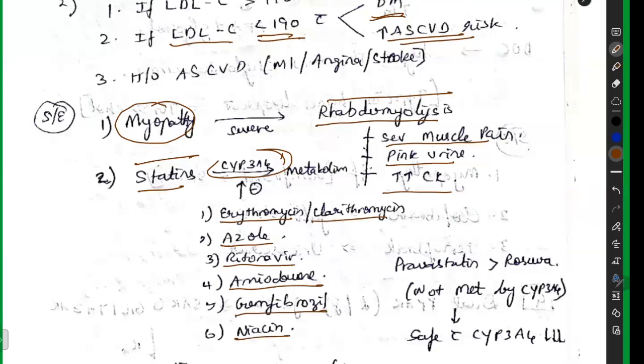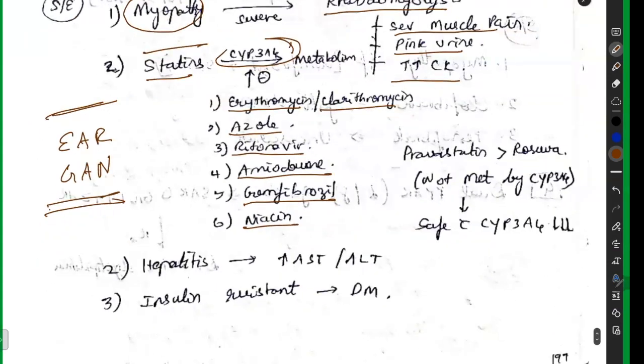How to remember this, sir? How am I going to remember this? Remember, EARGAN. E stands for erythromycin, A stands for azole, R stands for ritonavir, G stands for gemfibrozil, A stands for amiodarone, and N stands for niacin. Remember, pravastatin is more comfortable than rosuvastatin because it is not metabolized by cytochrome P3A4. They are very safe with the cytochrome P3A4 inhibitors like erythromycin, azole, and ritonavir.